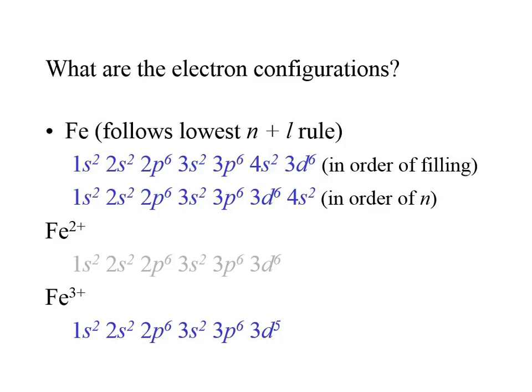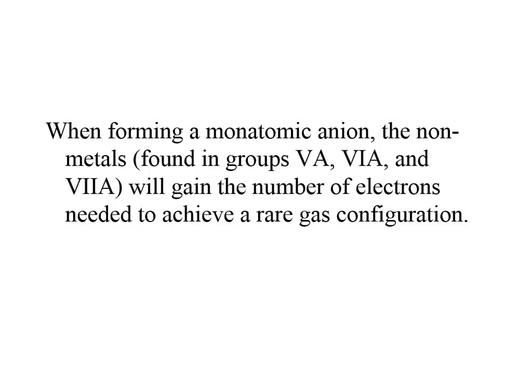I'm hoping that the whole d5 makes you smile, because d has 5 orbitals, 5 boxes, and a 5 is exactly half filled, and it's a very stable situation. So that's favored too. All right. So metals lose electrons and become positively charged cations. Nonmetals pick up electrons and become negatively charged anions. And you can hang your hat on groups 5A, 6A, and 7A, what those nonmetals are going to do.